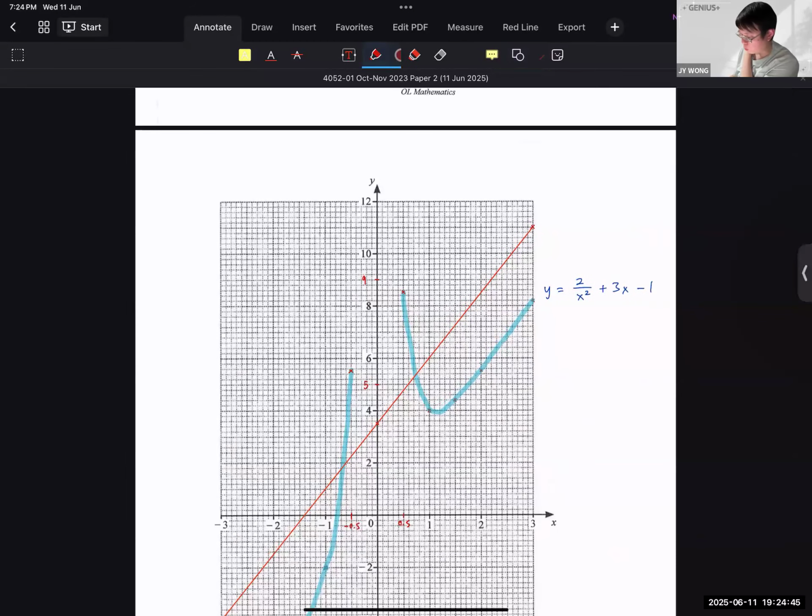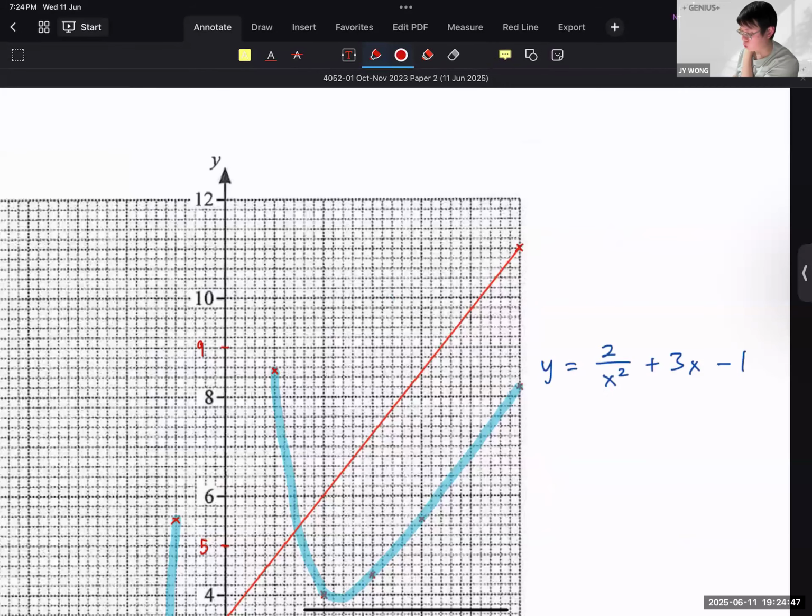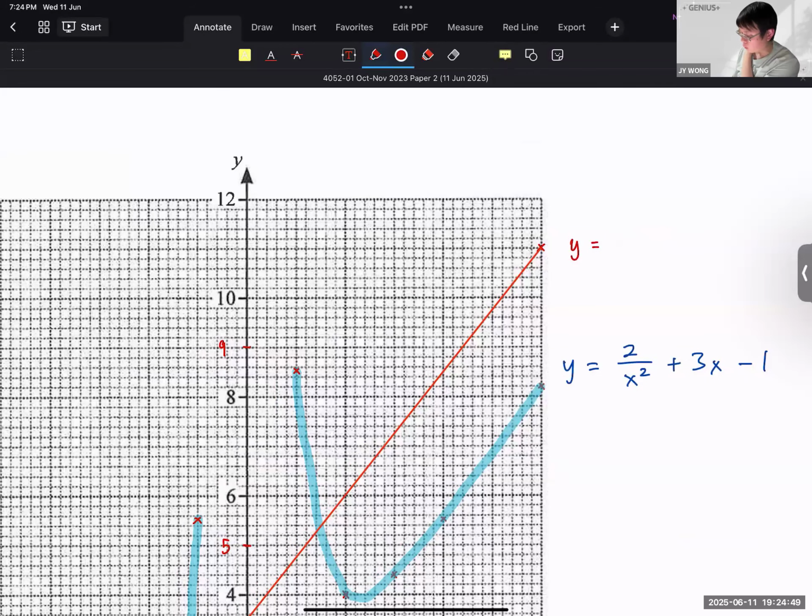Then don't forget to label the equation. So this is y equals to, no. Label the original equation. So it's 2y minus 5x equals to 7. That's the original equation. You should always label back the original equation, not the modified equation.